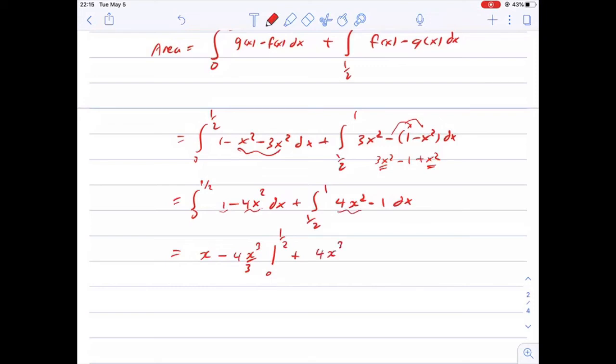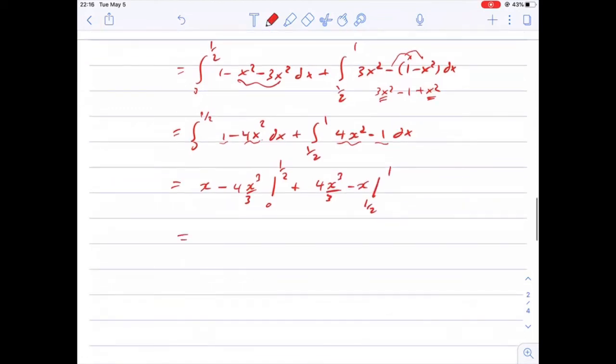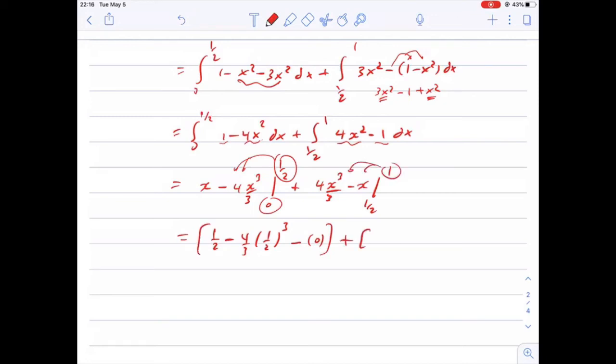And then we integrate from 0 to 1/2, plus the integral of 4x squared, which is 4x cubed over 3. What is the integral of negative 1? It's negative x, from 1/2 to 1. Now we plug in these values. Let's substitute 1/2 here. It's 1/2 minus 4/3 times 1/2 raised to the power 3, minus substitute 0, you get 0. This is the first integral. Plus the second integral, substitute 1, you get 4/3 minus 1, and then substitute 1/2, you get 4/3 times 1/2 cubed minus 1/2.